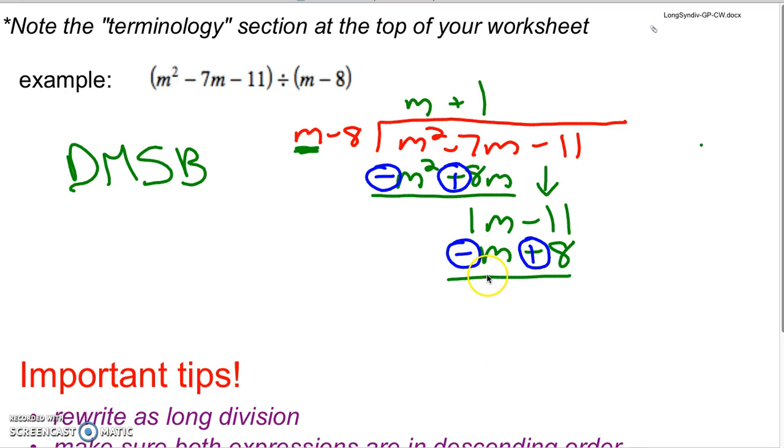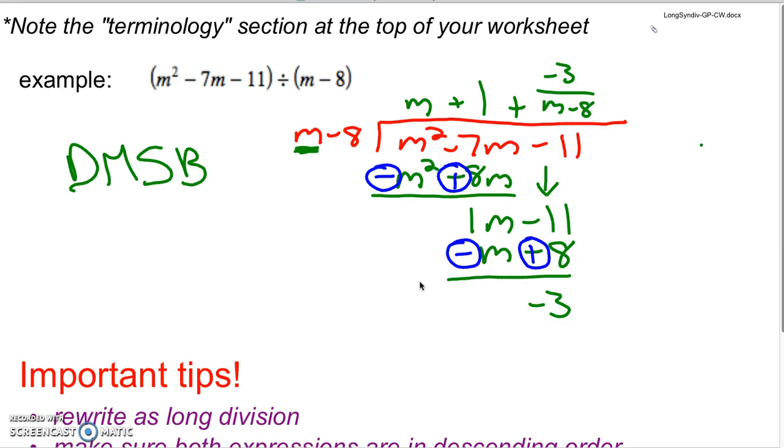These should cancel. They do. Negative 11 plus 8 is negative 3. There's nothing left to bring down. That makes this the remainder. It's important with polynomials that we add our remainder over the divisor. And that's the way you'll show a remainder with polynomials. There's no more R negative 3. You add the remainder over the divisor.